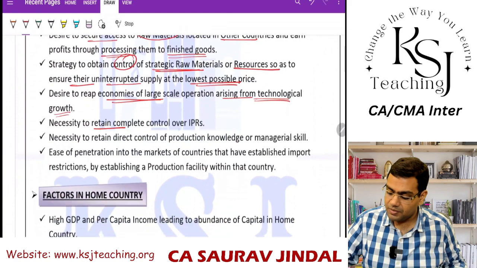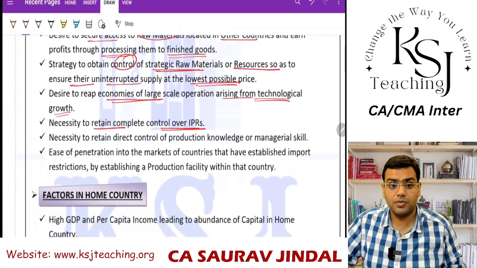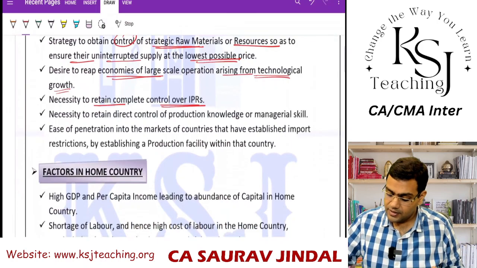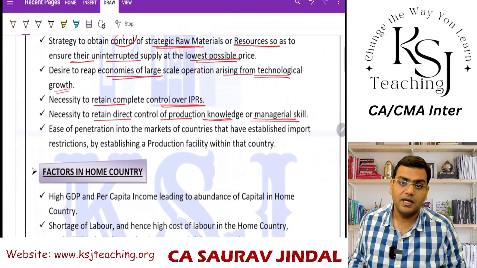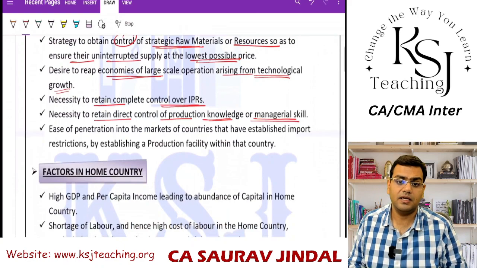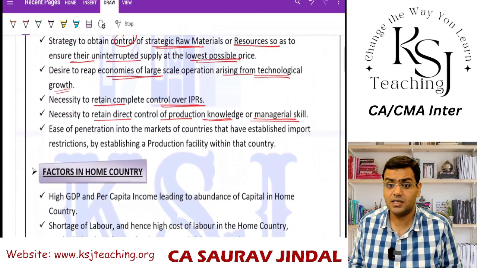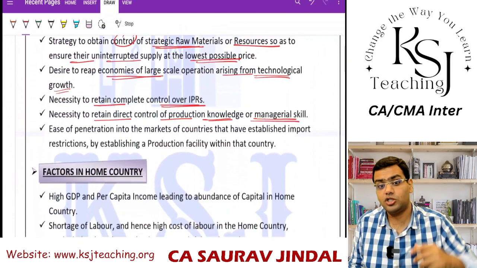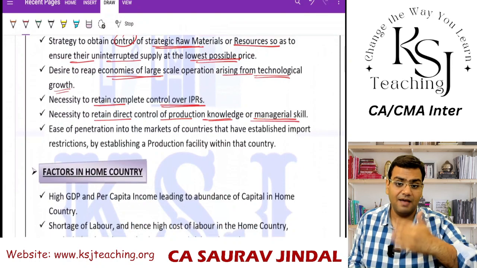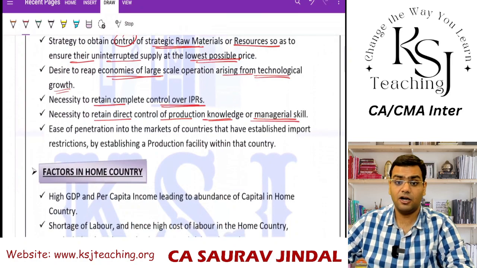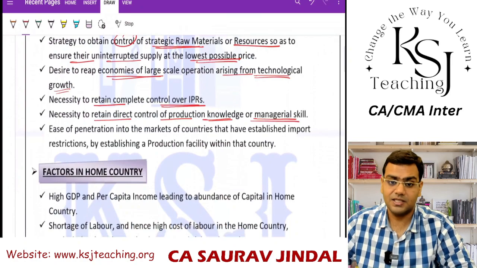Necessity to retain the complete control over the IPRs, intellectual property rights, so that nobody else should be able to do what I am doing, right? Necessity to retain the direct control of production knowledge and the managerial skills. If you are having a factory in USA, you say this product really requires specialized skills, specialized knowledge, and you want that product to be sold in India, but you don't want to share that knowledge with anyone in India. You say, I will set up my factory, I will invest in India and I will start the production instead of sharing the knowledge with someone else.